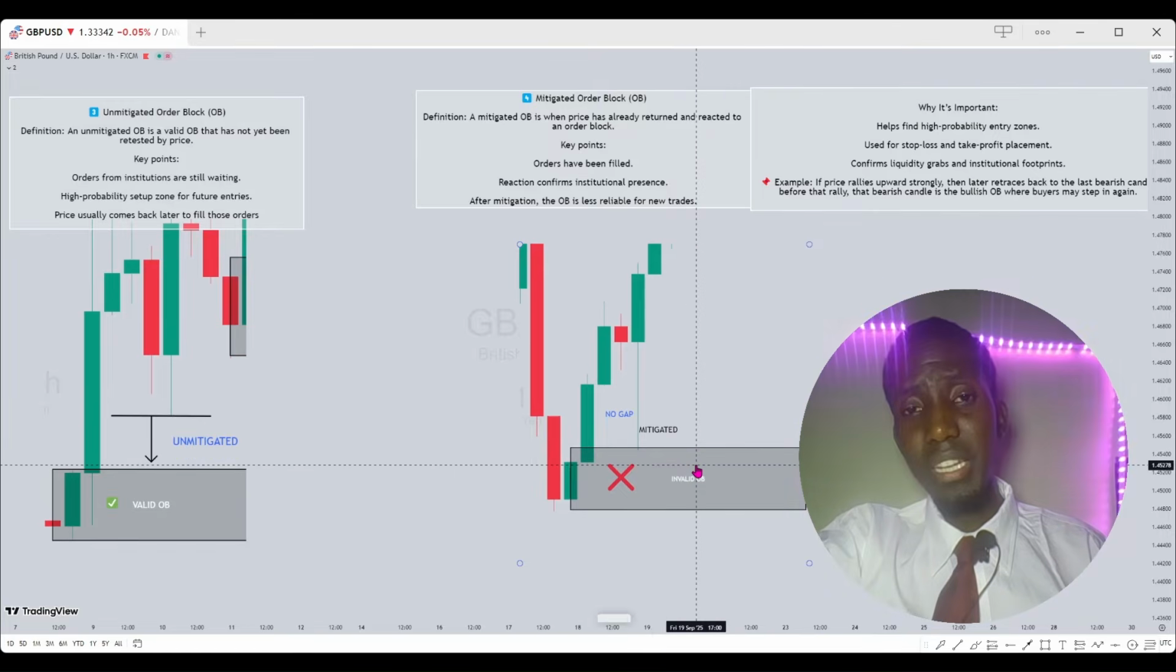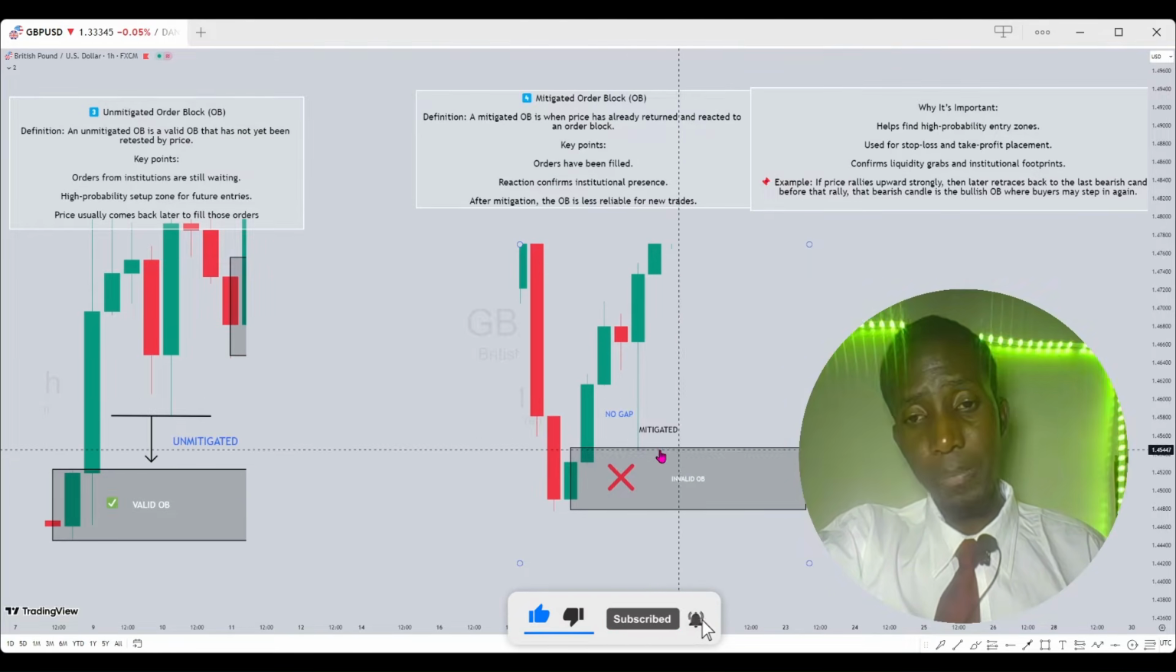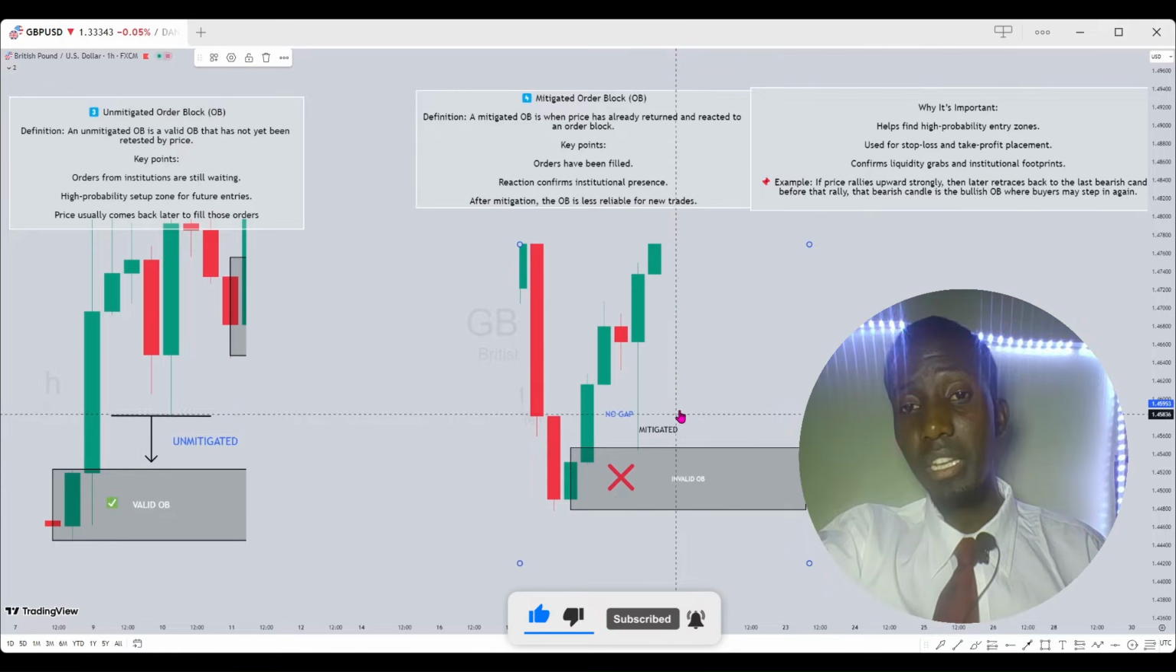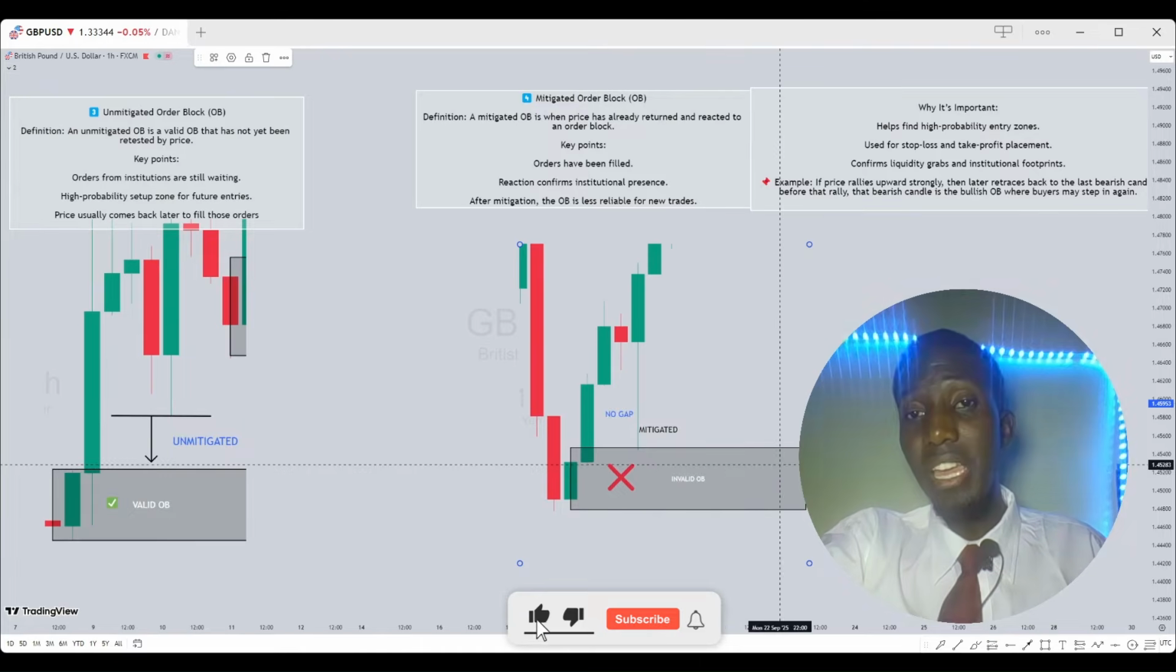Okay, so let's look at the key points. Orders have been filled, as you can see, since there's no gap, and the orders have already filled. Reaction confirms institutional presence. After mitigation, the order block is less reliable for a new trade, so no need of coming back here again. Maybe in future it might come back.